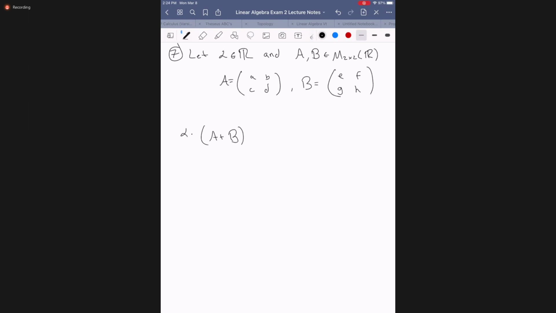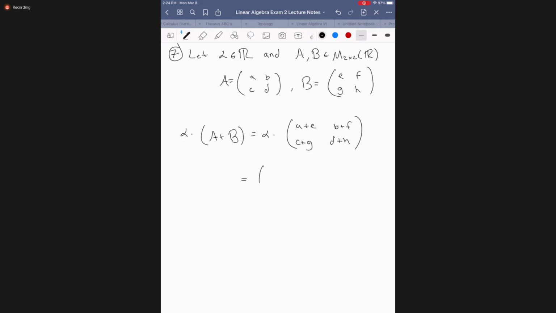Yes. Perfect. Exactly. So add A and B together first. Then you would have A plus E, B plus F, C plus G, D plus H. Okay, now we have a single matrix that we know how to apply this multiplication to.